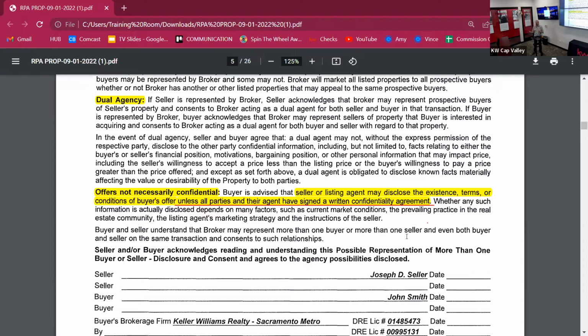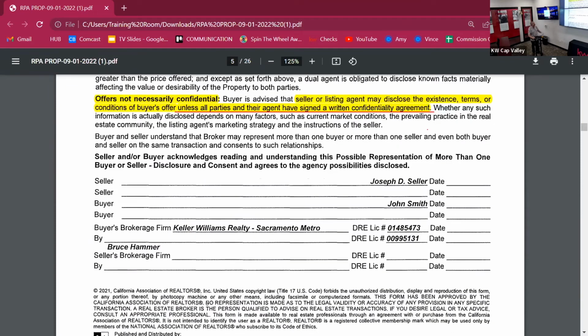But the last thing I would tell the other agent is I highly suggest you just make the highest and best offer. So that's the gist of it. And then again, you're going to put the brokerage name here, the brokerage license number. You're going to put your name, your license number, and sign. And then the other sides of the transaction, as well as the buyer and seller, they also sign.